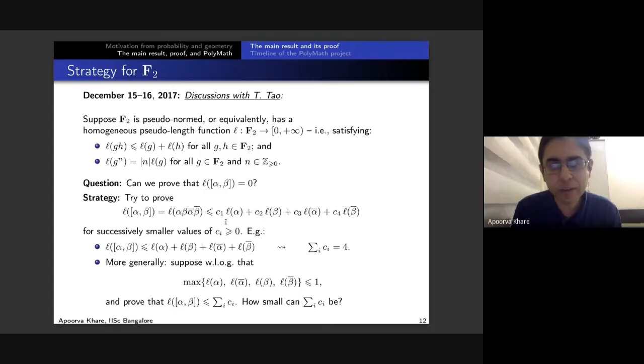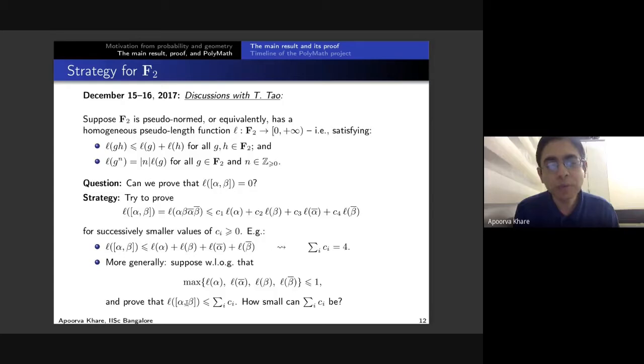So more generally now, let me get rid of these length of alpha, beta, and so on. You can divide the length function by some big positive number so that all of these guys are less than or equal to 1. That neither changes these assumptions, nor does it change the question. So I can always rescale the entire length function, and I do so to assume the max is less than or equal to 1.